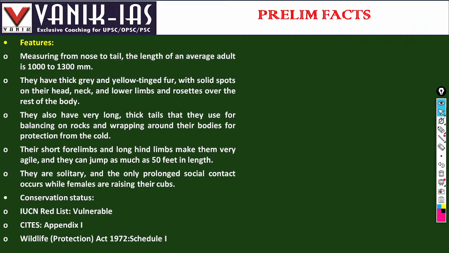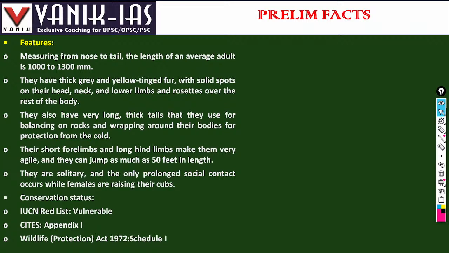tinged fur with solid spots on their head, neck, and lower limbs, and rosettes over the rest of the body. They also have long, thick tails that they use for balancing on rock and wrapping around their bodies for protection from the cold.